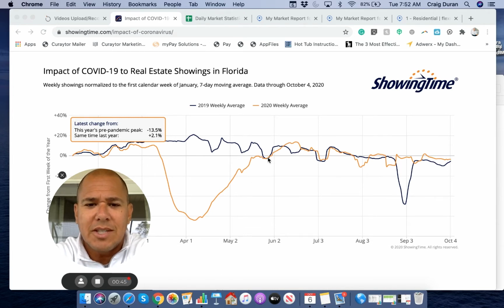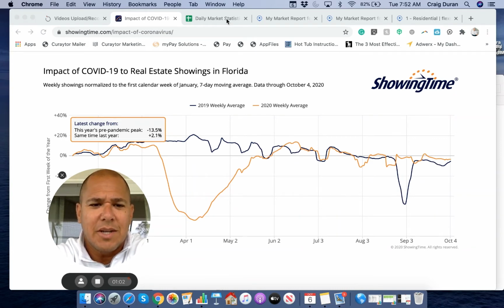And as you can see, the orange line being 2020, the blue line being 2019, since late May, early June, we've really been tracking pretty consistently, showing about the same amount of real estate this year as we did last year in 2019.